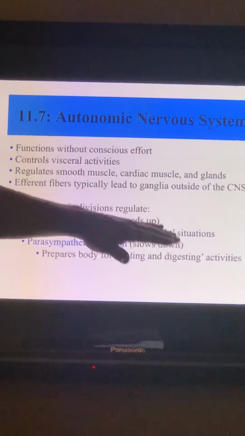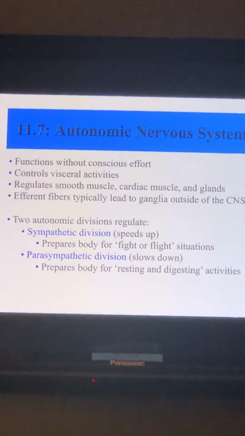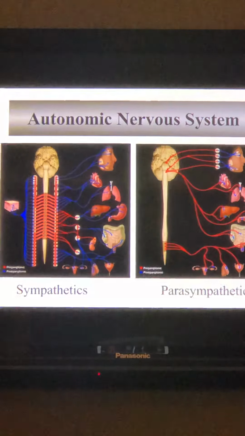Sympathetic is your fight or flight. It speeds up. Parasympathetic slows down. It's for homeostasis. What I want you to know is the effect of these on 4 different parts of the body.